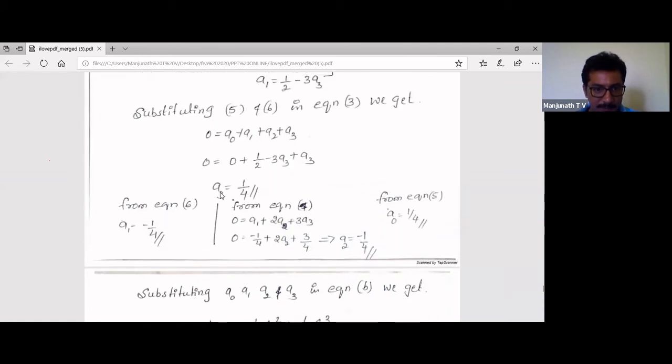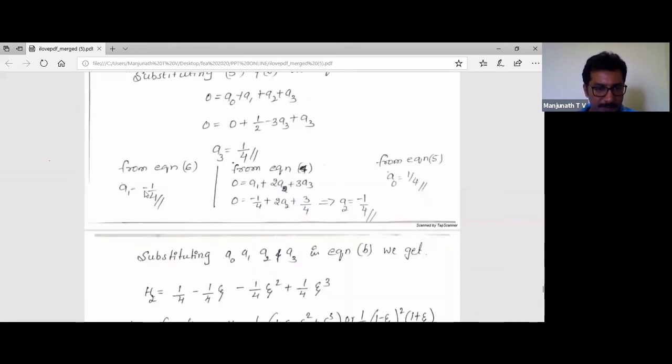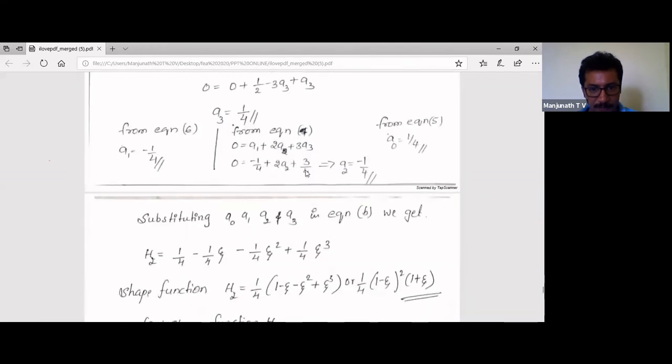Okay, from equation number 6, once you have the a3 value and substitute it here, you will get the a1 value, which is equal to minus 1 by 4. Then this a1 value in equation number 4: if we substitute minus 1 by 4 plus 2a2, we have to calculate plus 3a3, which we already got as 1 by 4. If we substitute here, then a2 you will get is minus 1 by 4.